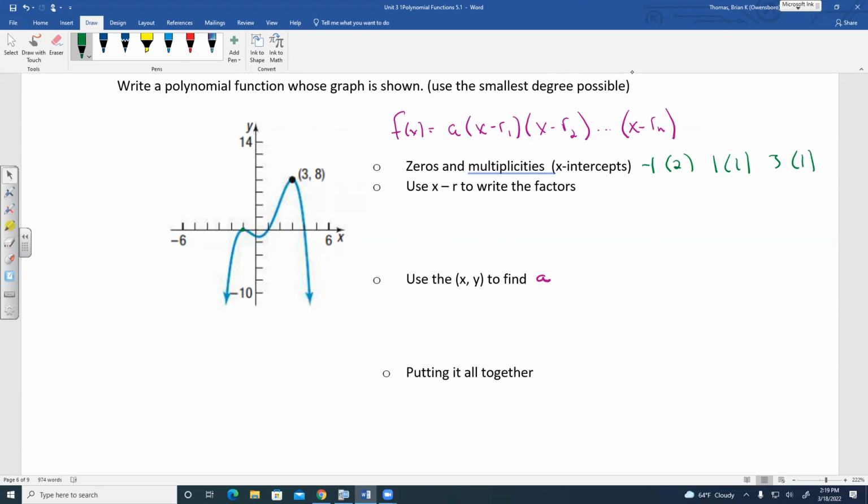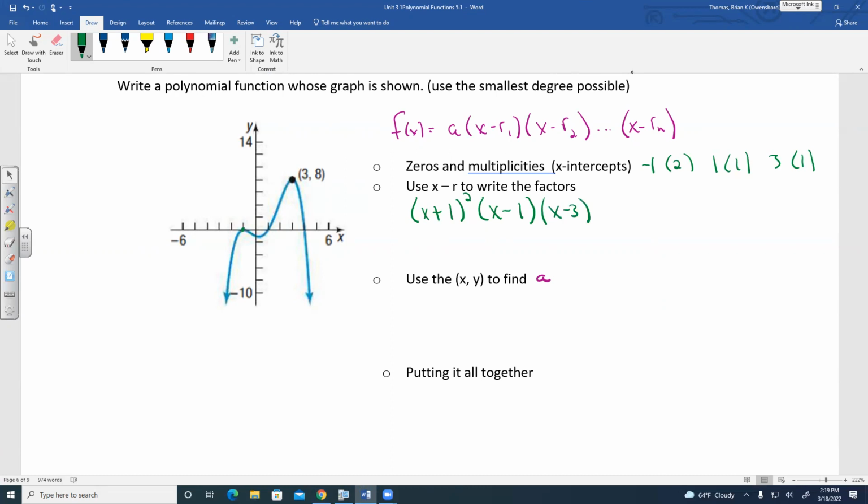So if I write those as factors, I should have this: since there's a -1, that's going to be an x plus 1. But since it has a multiplicity of 2, I put a power 2 there. There's a 1, that means there's an x minus 1. And since it's a multiplicity of 1, we keep the exponent as a 1, or we don't show it. And since the third 0 is a 3, that's going to actually be x minus 3 there.